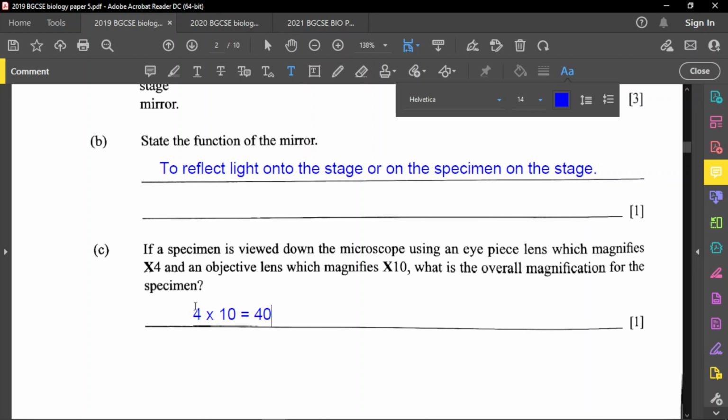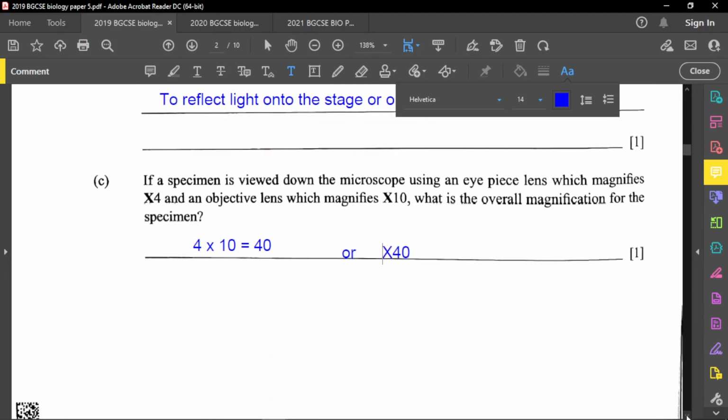All right, so it's going to be 40 times. You can write it as equal to 40, or just write it as x 40. So the magnification is times 40. All right, next part of the question.